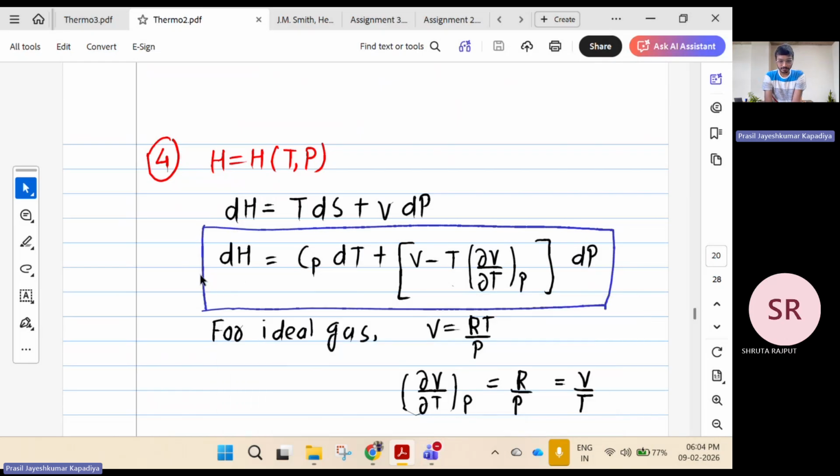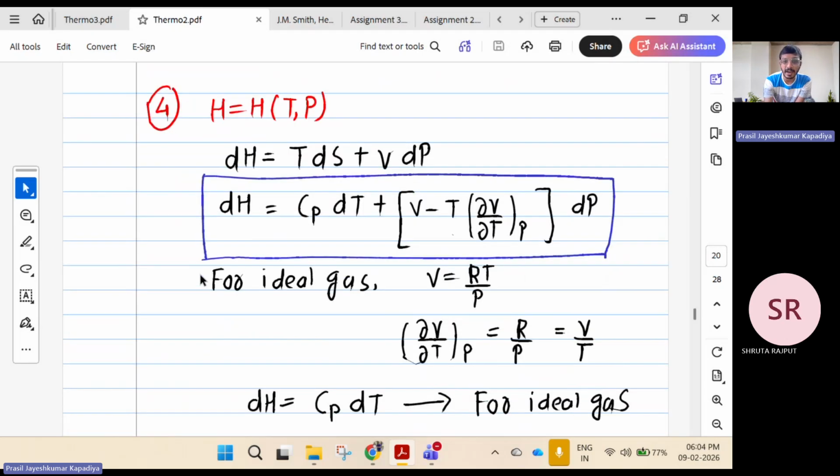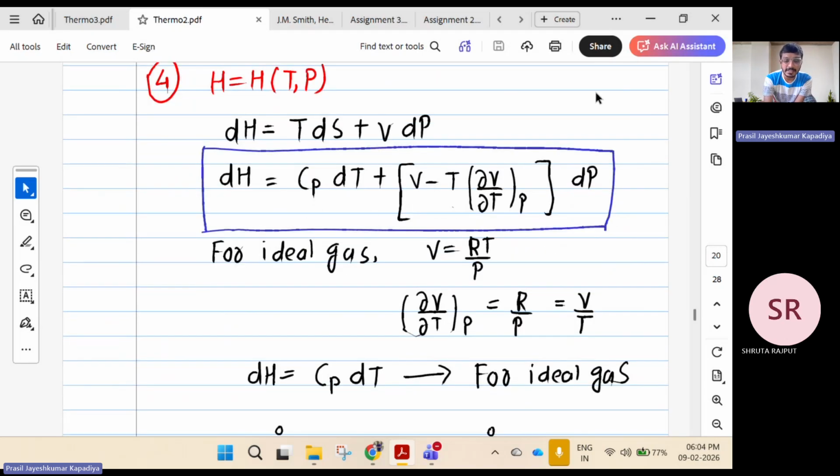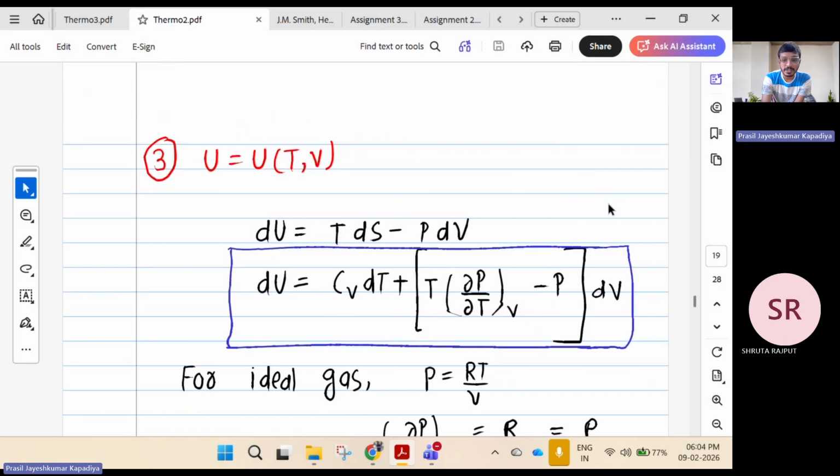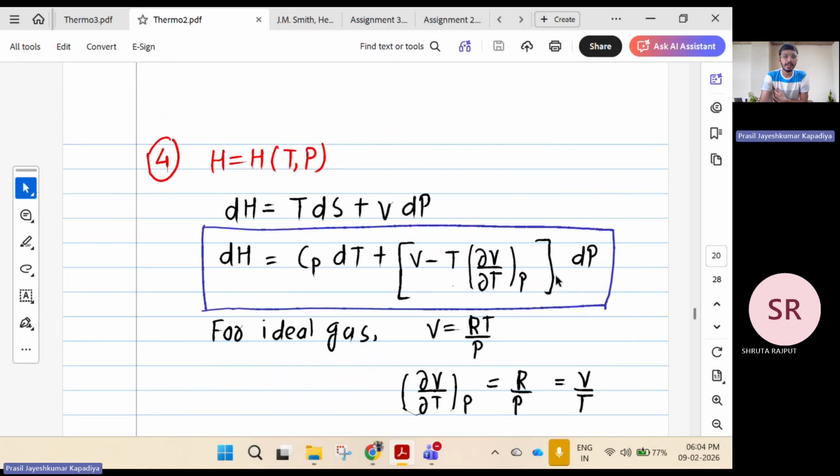So here, one point that we had a look at, where we stopped, is that when the gas is ideal, then dH is just CP dT, dU is just CV dT. But in reality, gases are not ideal. So this right hand side coefficient of dP takes care of the real gas part. So how to move from ideal gas to real gas, this is what we are going to start with today.